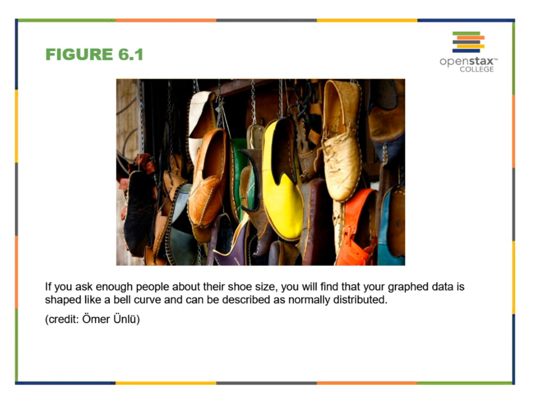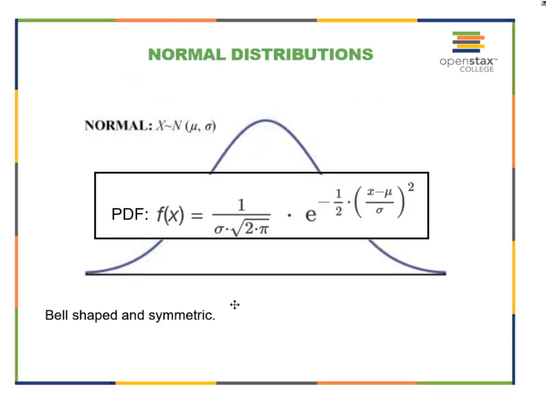One example is shoe size. If you ask enough people about their shoe size, you will find that your graphed data is bell-shaped, like a bell curve, and can be described as normally distributed. So these are situations where you have a mean in the center and most of the values tend to pile up around that mean and then start to taper off in each direction, creating a bell shape.